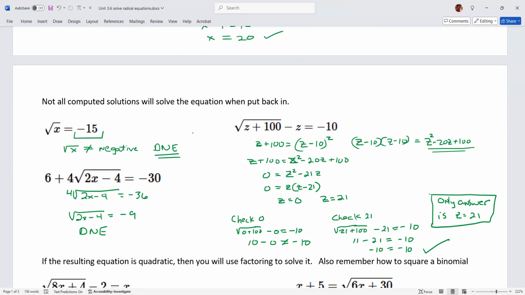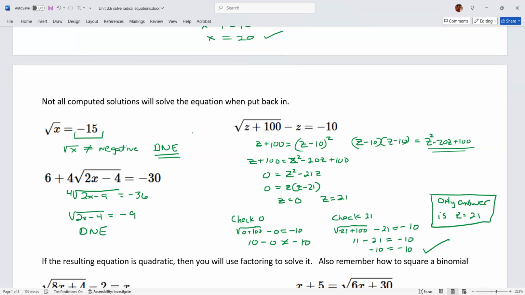I'll go ahead and subtract the z and subtract 100 because this is quadratic. And with quadratic equations, I've got to use factoring. I've got to get everything to one side, set it equal to 0. So if I factor out a z, then I'll have z times z minus 21, which means the two solutions are z is equal to 0 or z is equal to 21.